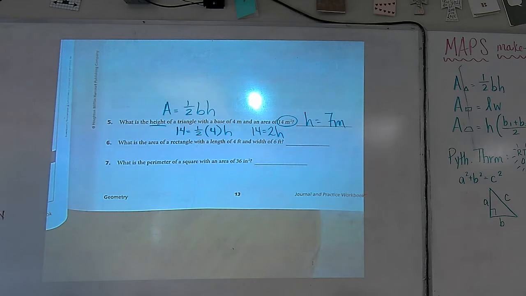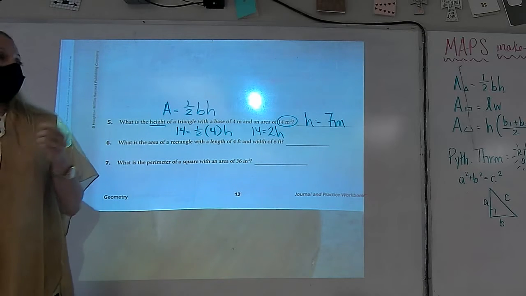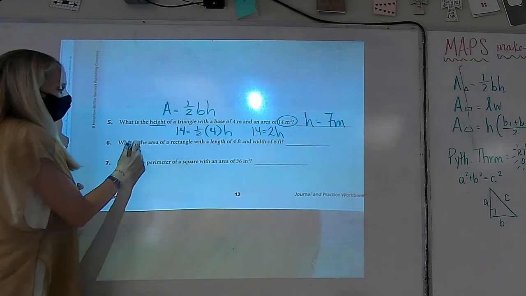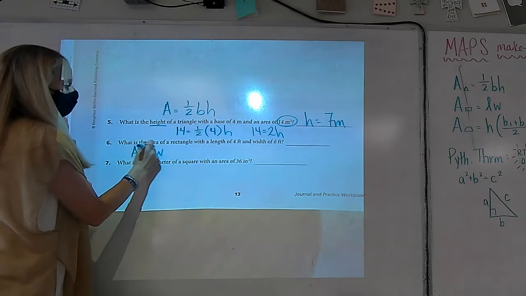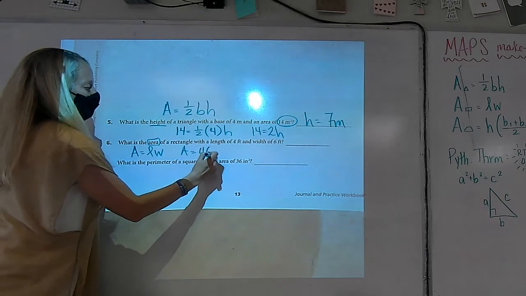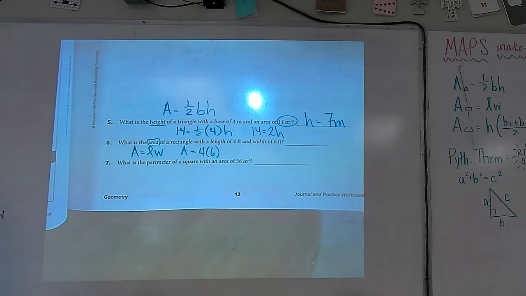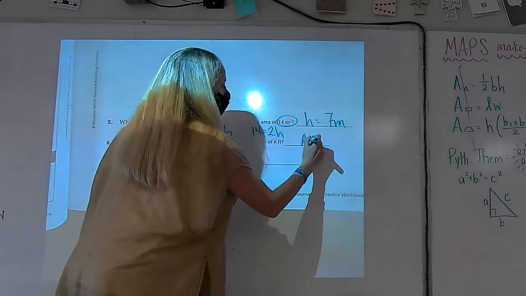What formula am I going to use for number 6? Good, good, Daisy. So we have length times width. All right, so area is length times width. That means we're solving for area. So I'm going to say area is 4 times 6. And so what is my answer? 24 what? Squared. Thank you. Because this is area.